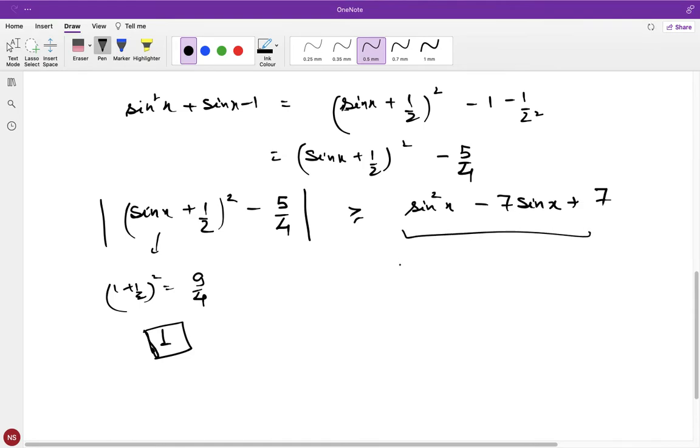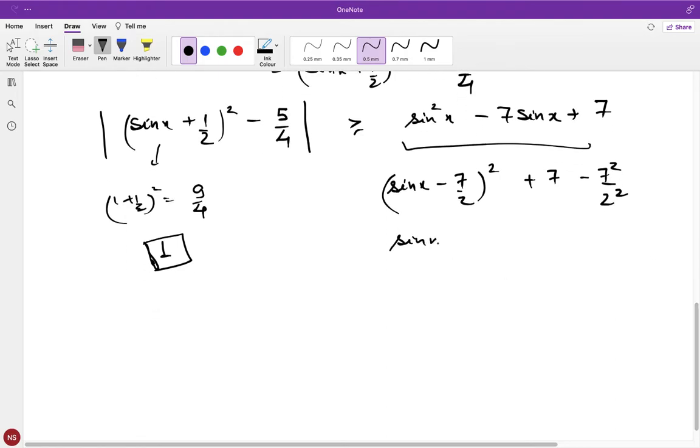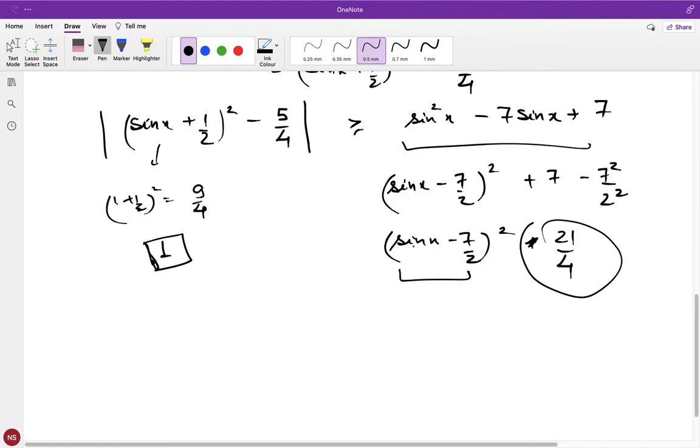Now let us look at this thing. What is the maximum value this thing can have, or what is the minimum value this thing can have? I can also write it with squares over here as well, right? 7 minus 7 square by 2 square. This becomes (sin x - 7/2) whole square, 28 minus 49, so minus 21/4. So the minimum value of this expression is when this is minimum, right? This value is constant, minus 21/4. Minimum value will happen when this is minimum.